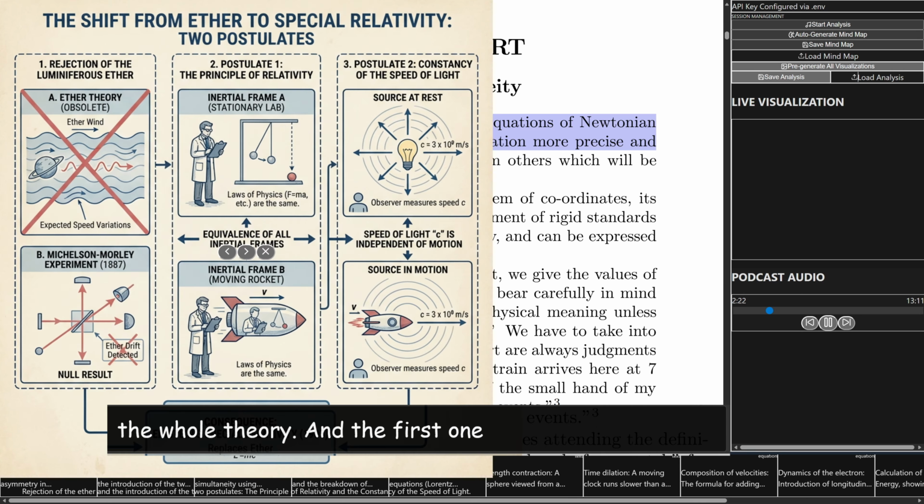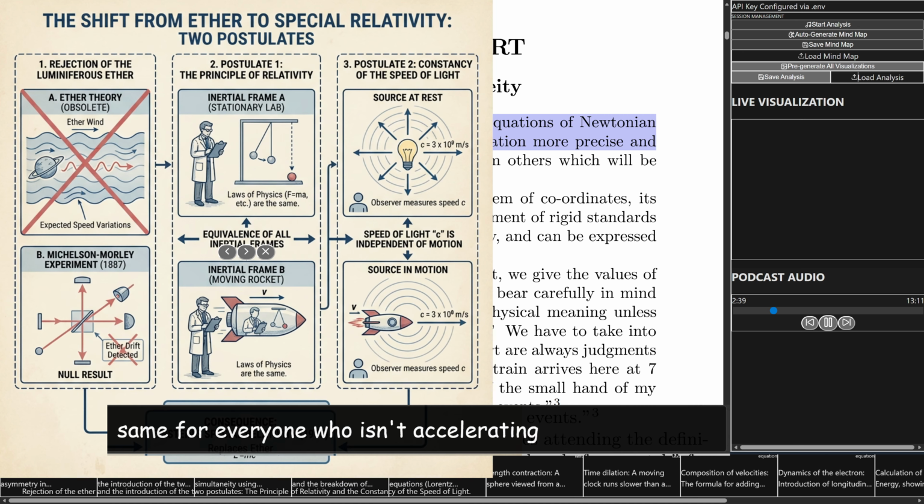And the first one is the principle of relativity itself. Yes. It says that the laws of physics, not just mechanics, but, and this is key, electrodynamics too, are the same for all observers in uniform motion. So no special or at-rest reference frame. The physics is the same for everyone who isn't accelerating.